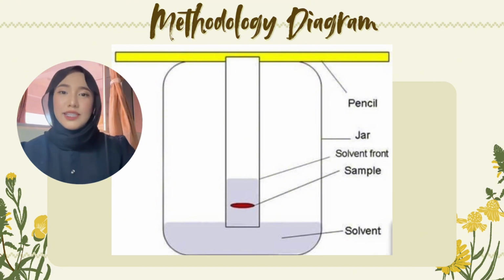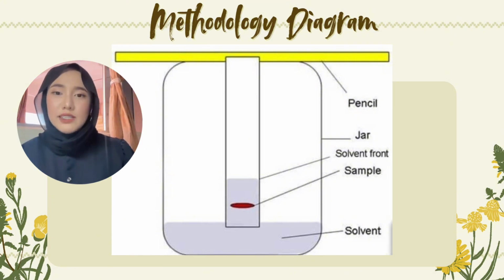So we move to the next slide, which shows the setup of paper chromatography that we use to separate the pigments in the plant extract. First, we use a pencil to draw a line near the bottom of the chromatography paper. Why do we use a pencil? Because if we use a pen, the ink will dissolve in the solvent. So the sample, which is plant extract, is placed on the line.